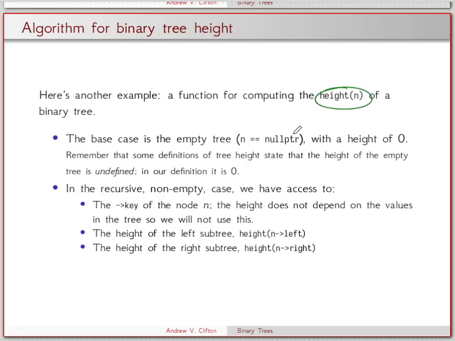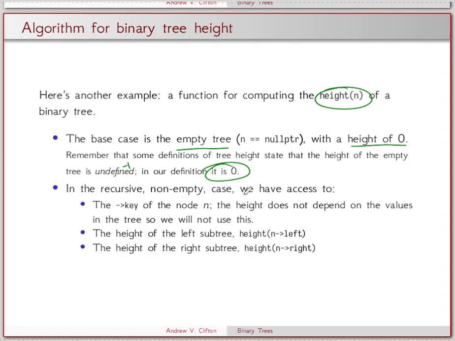Let's do a function that gets the height of a binary tree. So again, the base case is the empty tree. What's the height of the empty tree? It is 0. Some versions of this would state that the height of the empty tree is undefined, or maybe that it's -1 or something like that. In our version, the height of the empty tree is 0.